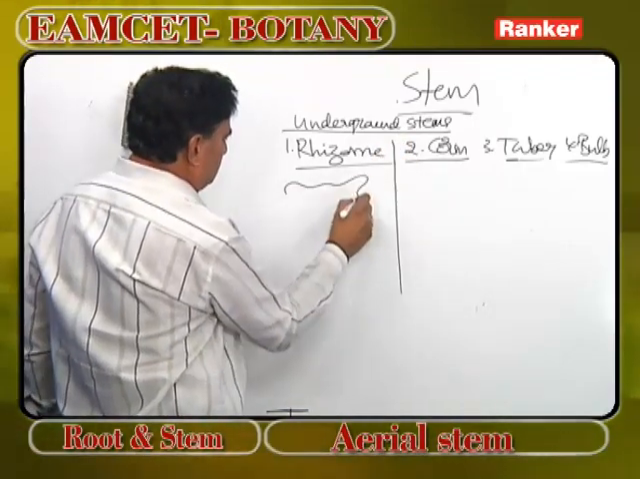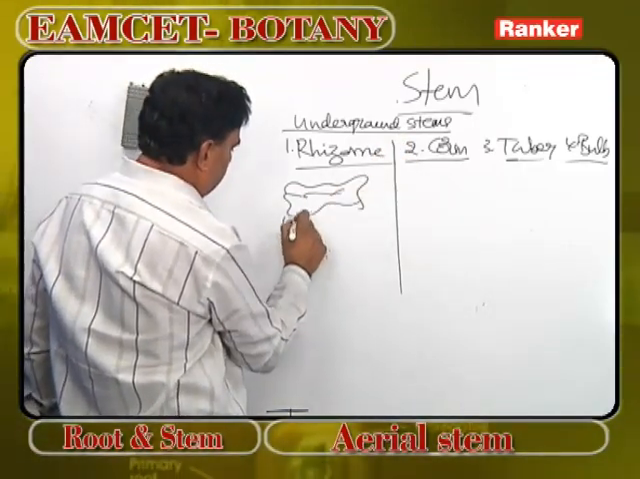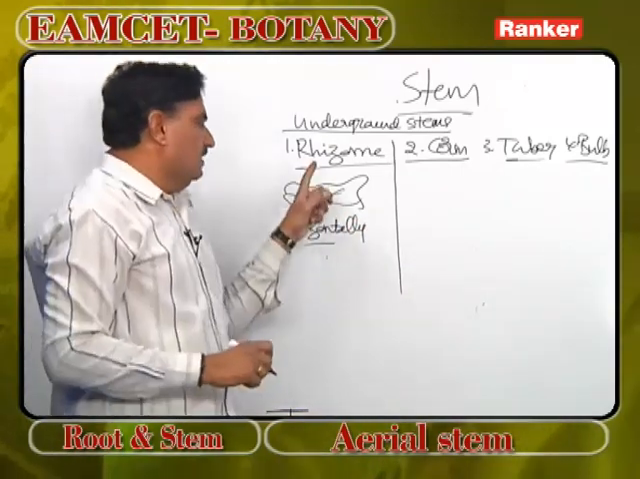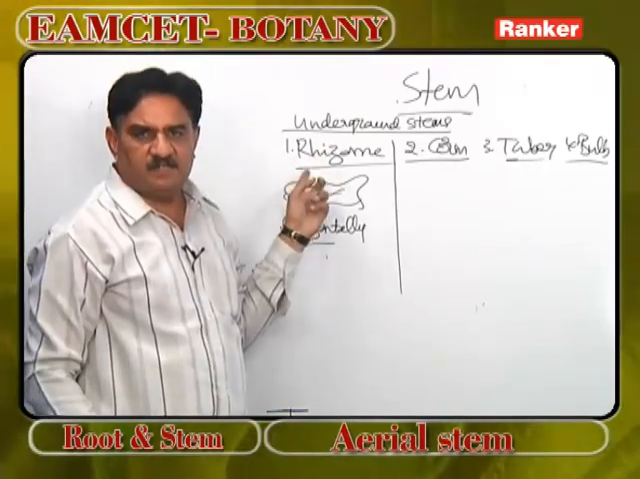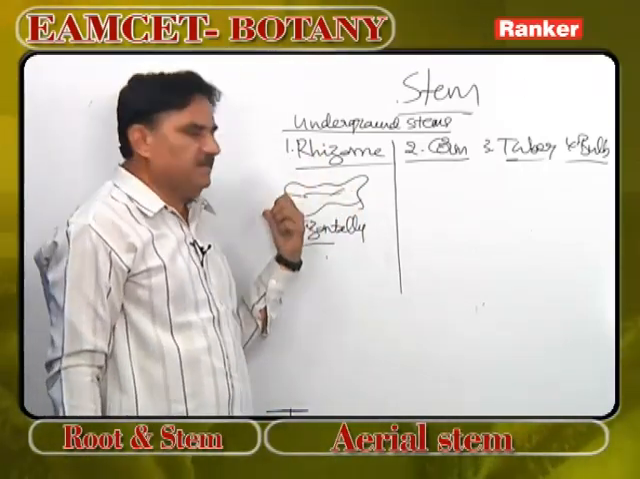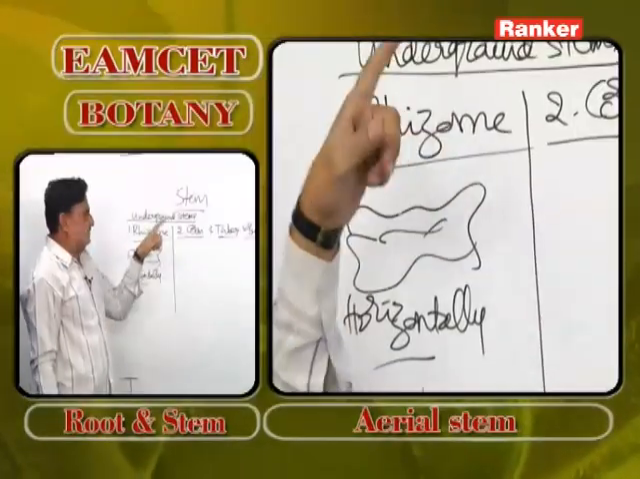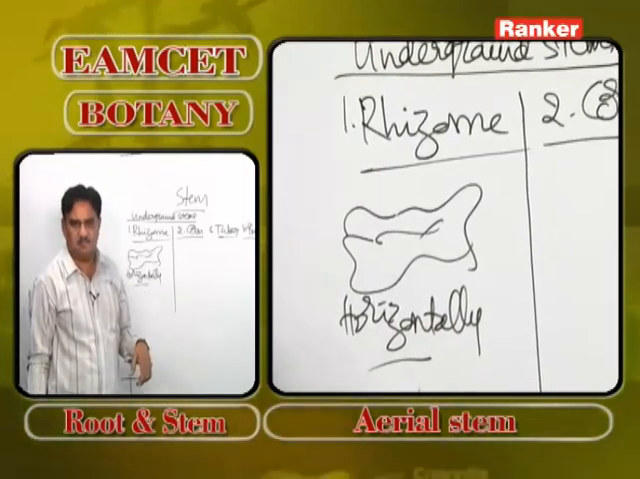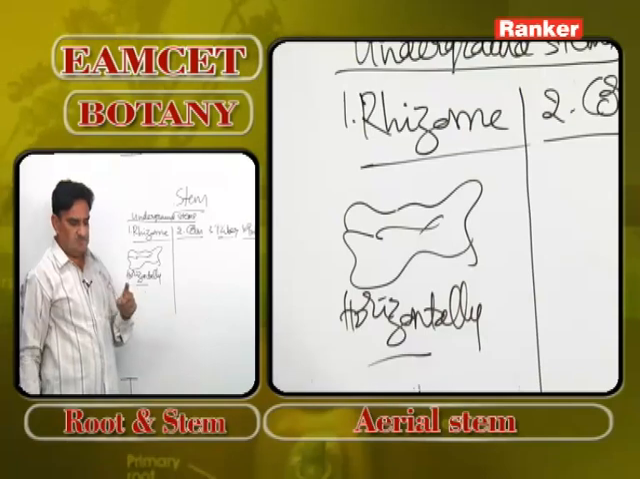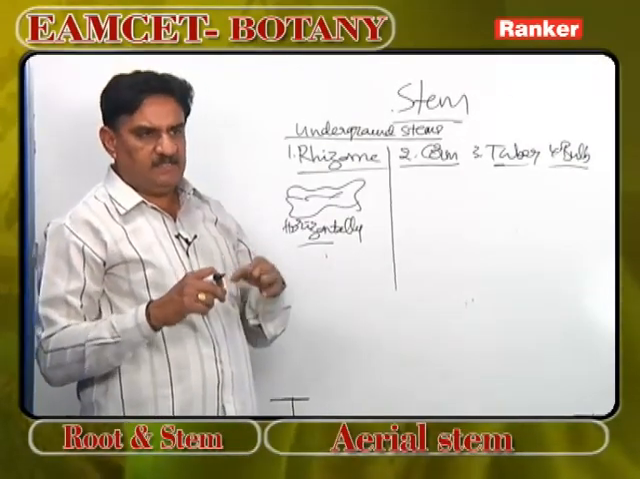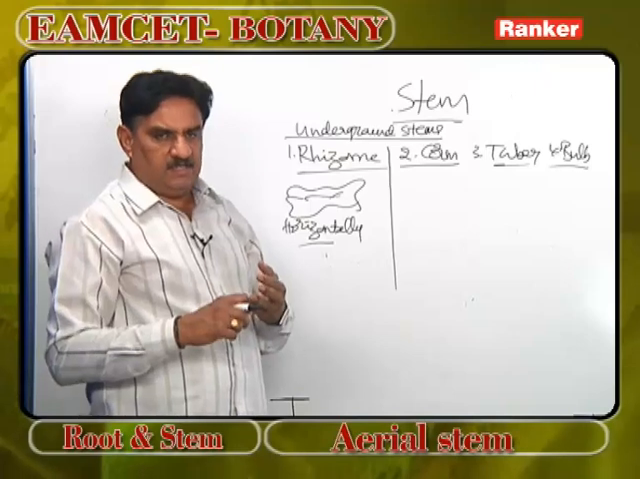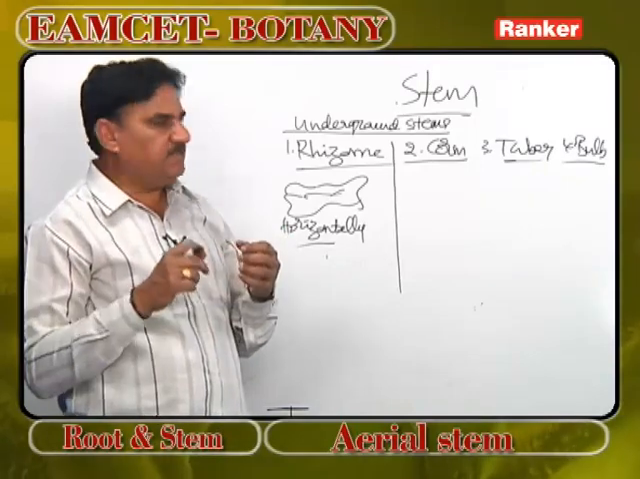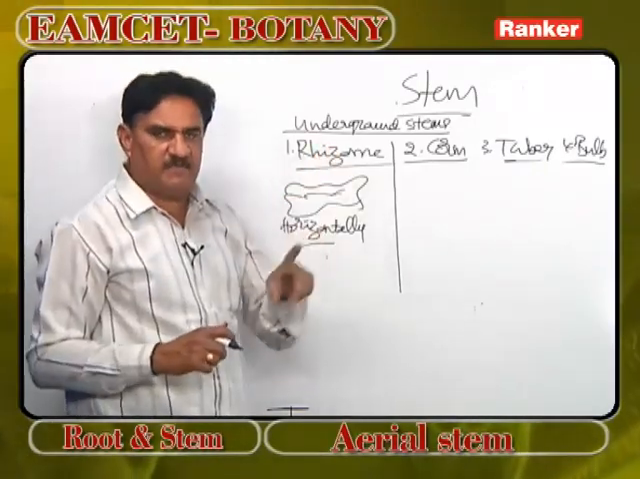Rhizome grows horizontally in the soil. Rhizome is dorsiventrally differentiated. That means it shows dorsal side and ventral side. Rhizome, culm, tuber, bulb are differentiated from the root because root modifications are also present under the soil. They are differentiated from the roots by possessing apical bud, axillary bud, scale leaves, and nodes and internodes.